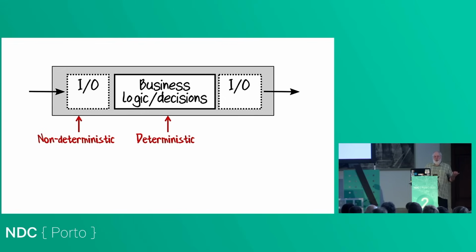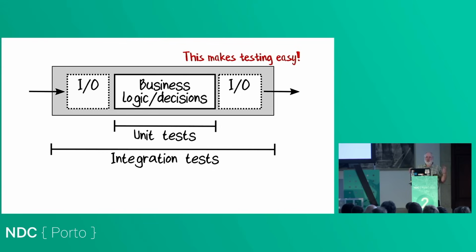So, that's very hard to test. But if you design your code this way, the testing falls out really easily. You do your unit tests on the middle bit, and you do your integration tests on the entire pipeline. So it just falls out.